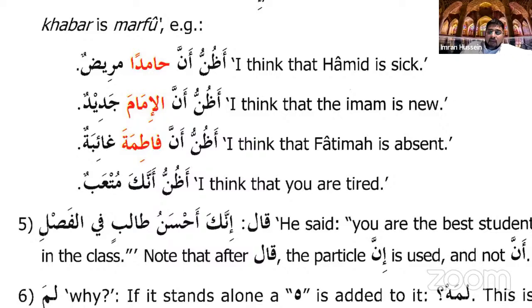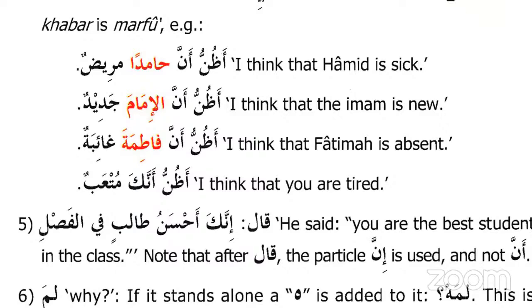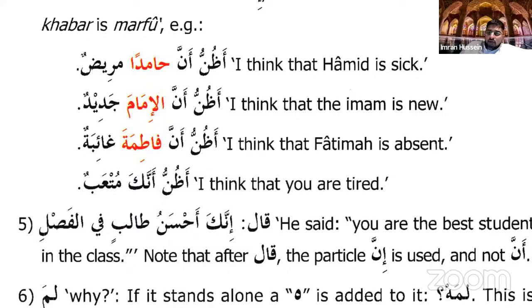Marfu means that they will end with a dhamma or a dhamma tanween. This is the ruling: whenever you have mubtada and khabar, both parts should end with a dhamma or dhamma tanween. So Hamidun is the mubtada and Maridun is the khabar. Is that clear? Okay, so this is a ruling.